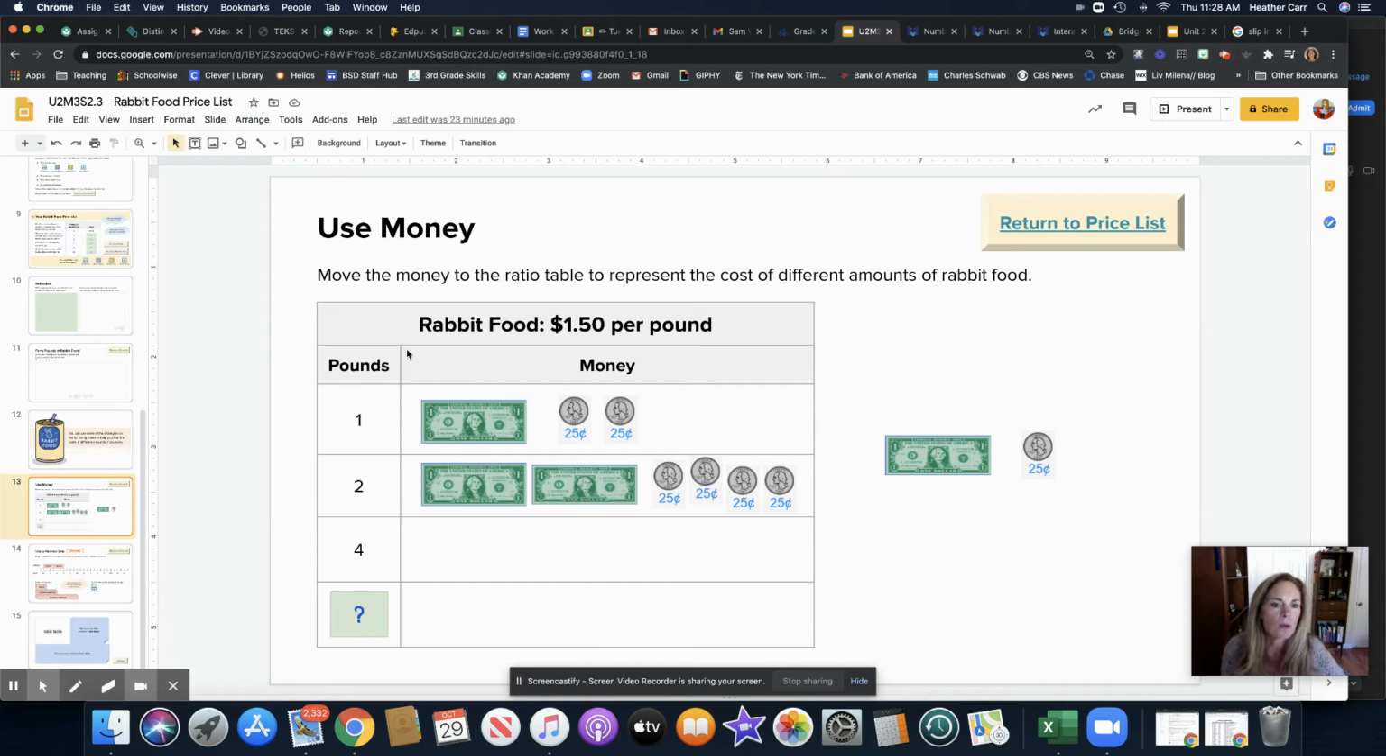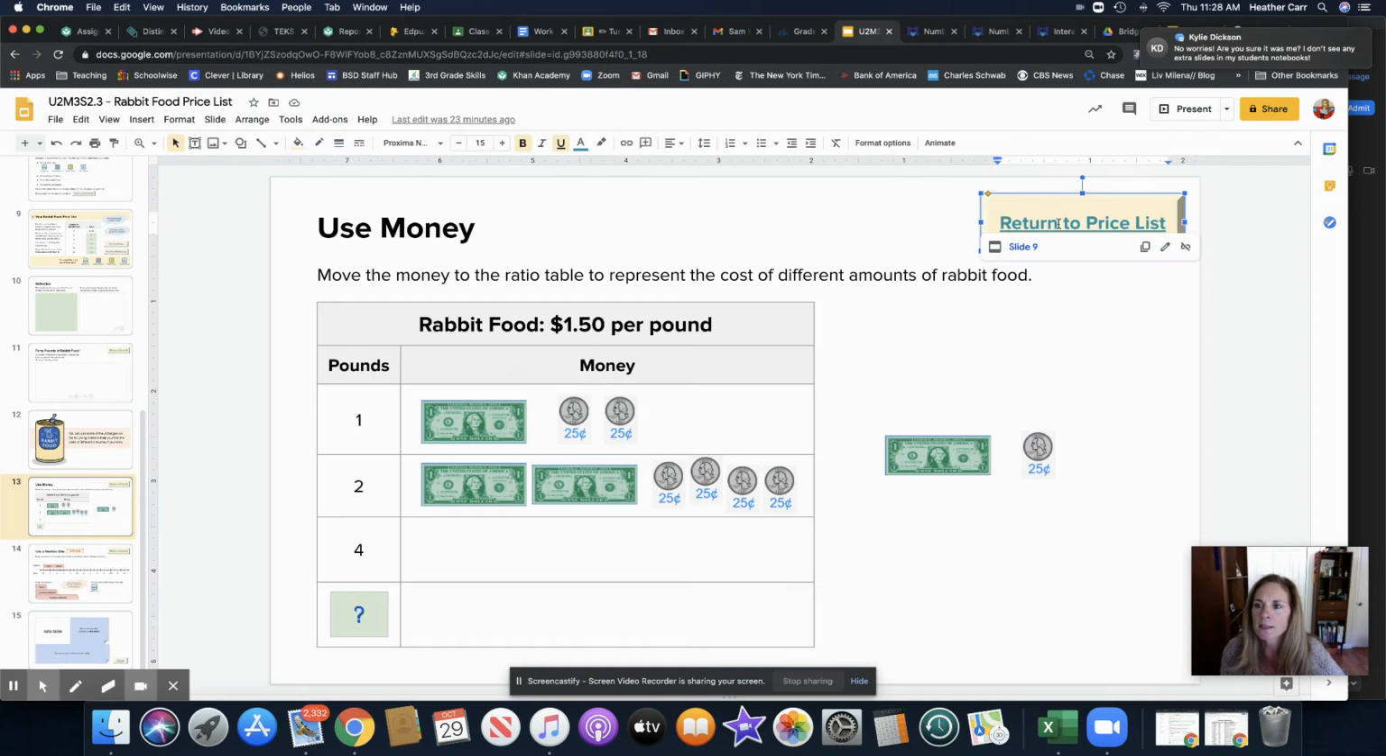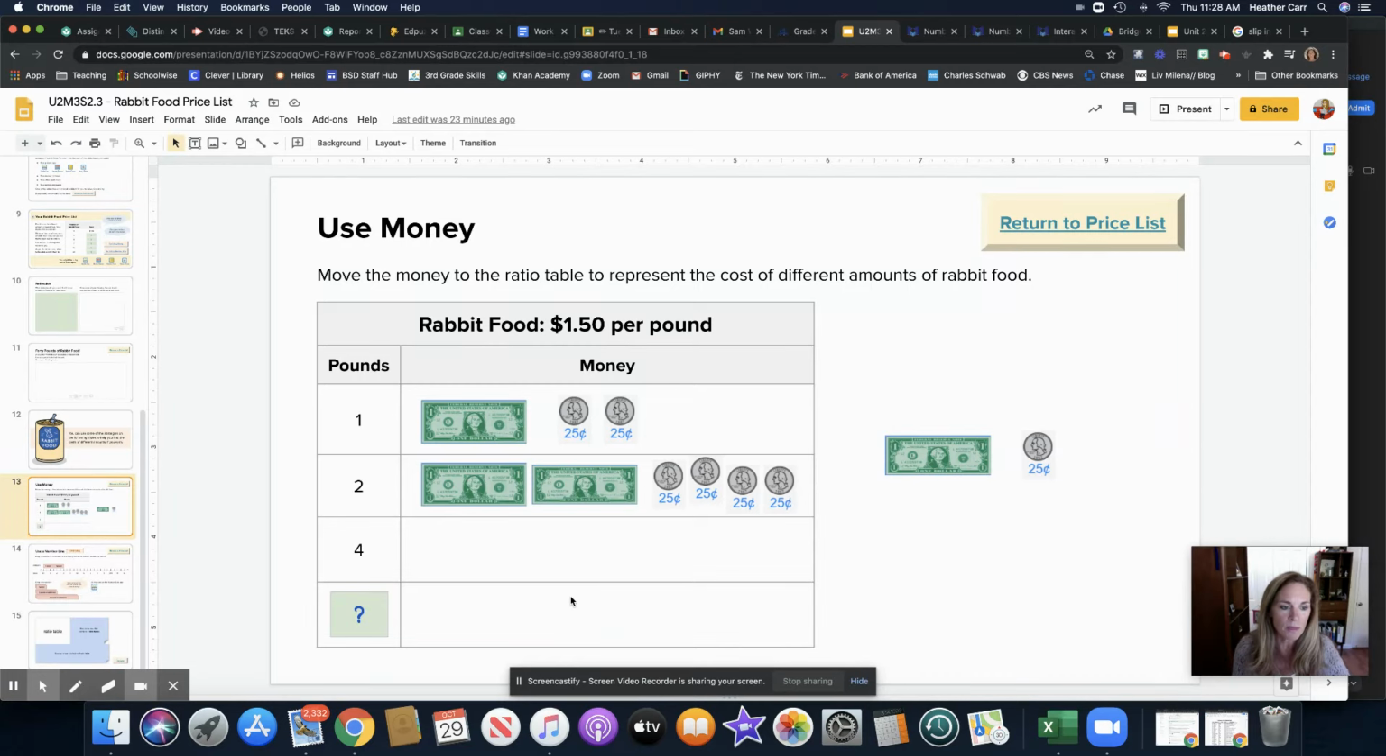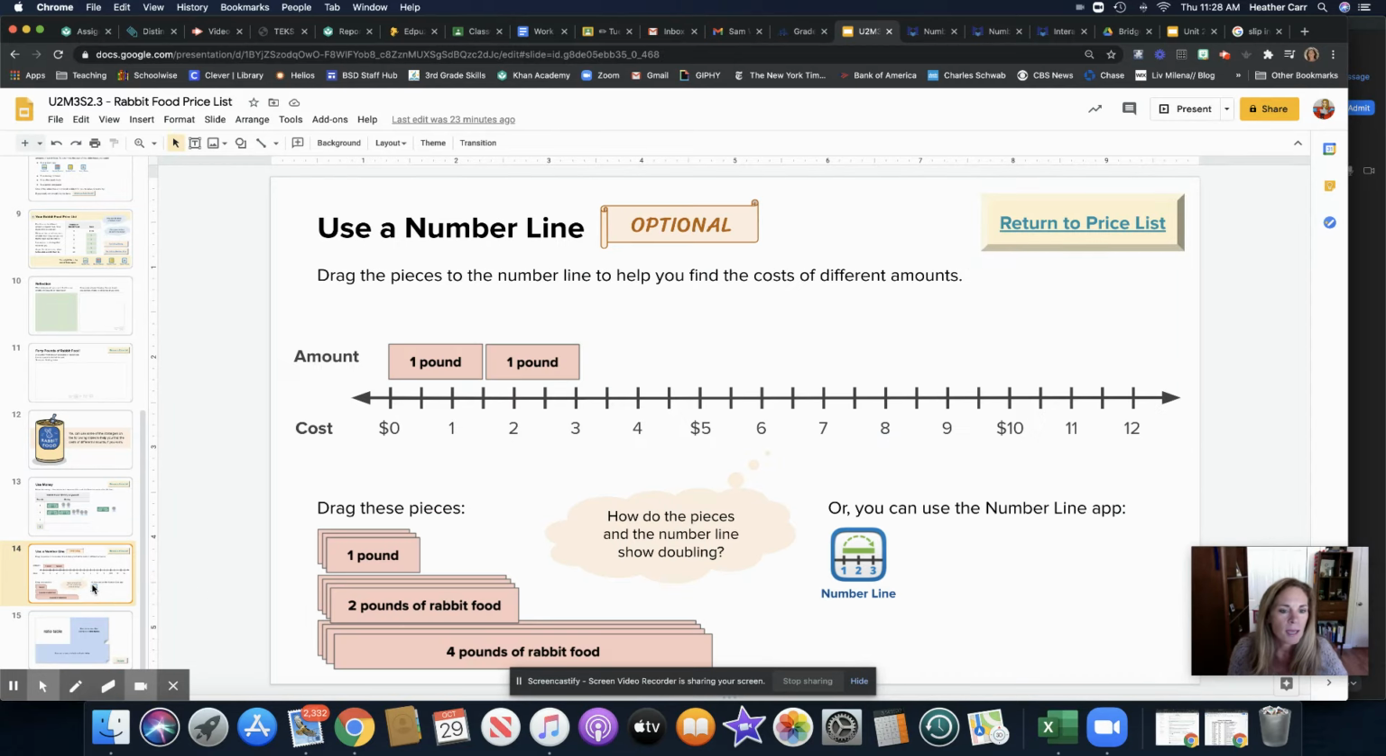So you could use the dollars. If you need to, you can go back to the price list. It just takes you back to a different slide. You've already, by this time, filled this out, so you could use that to help you figure out this. And you go just slide by slide, making sure that you're really using your thinking to figure this out.